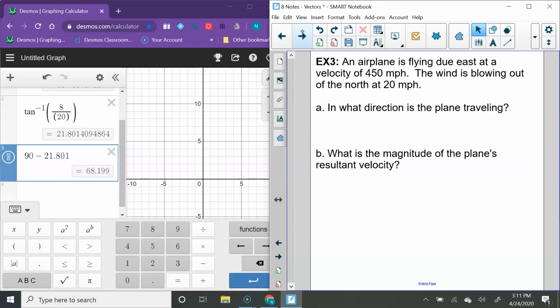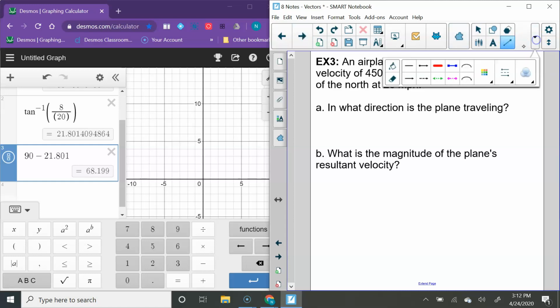For example, the plane probably isn't always flying perfectly east. It might be flying 20 degrees north of east, like we saw in the last problem. And also the wind might not be perfectly blowing out of the north. It might be at a certain angle. So that can make the problems more difficult. And normally in class we would deal with those some as well. But since we are trying to learn from home, we're just going to do the more basic problems.